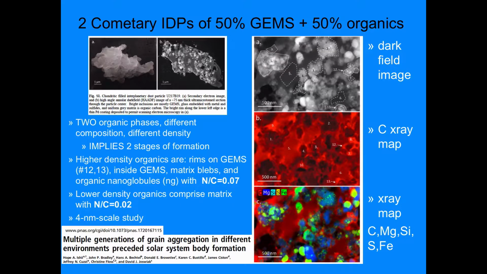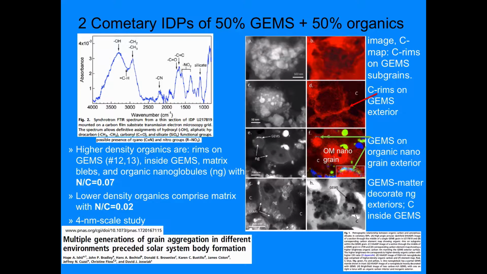So they were able to use a 4 nanometer scale examination of this material. And what they see is actually nanoglobules of this organic material, and I put some arrows. They see this glassy material growing like a rim on this dense nitrogen-rich organic nanograin. And to me, there's no way you could ever do that with condensation. You have to grow the material, because first you've got the organic, and then you've got the silicate on top of it. The title of the paper is Multiple Generations of Grain Aggregation. They suggest that the higher nitrogen content organic, which is also denser, formed first, and perhaps formed in a colder environment.